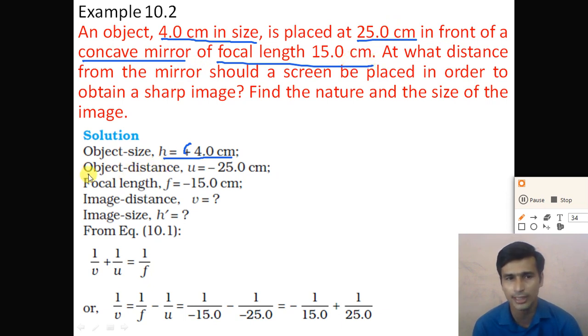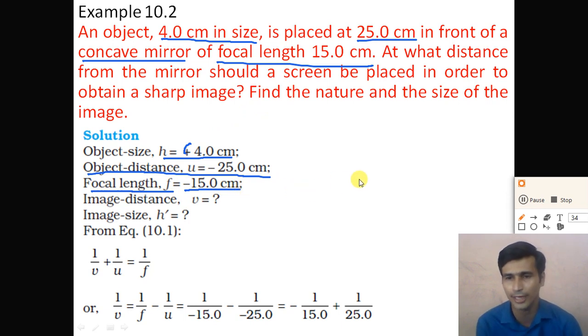So the object distance given to you, u is equal to 25 centimeter. In both cases, convex mirror as well as concave mirror, object distance is always minus. So we take the object distance u is equal to minus 25 centimeter. Focal length of the mirror is 15 centimeter. For a concave mirror, the focal length is negative. So the focal length f is equal to minus 15 centimeter.